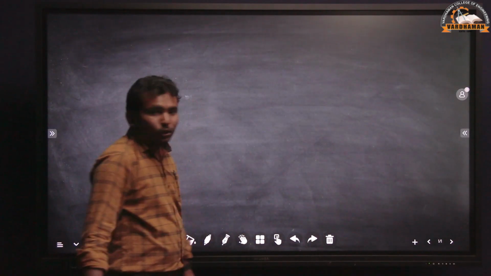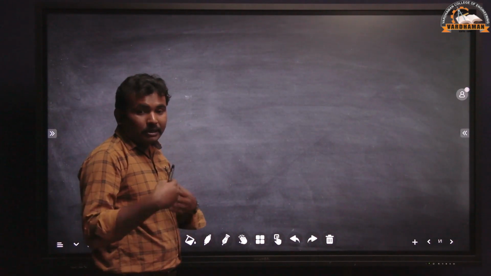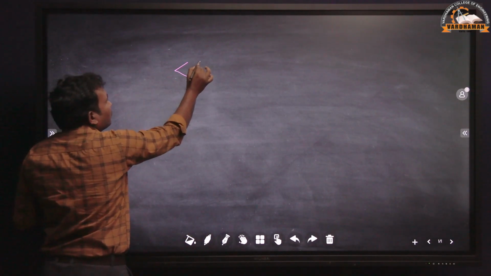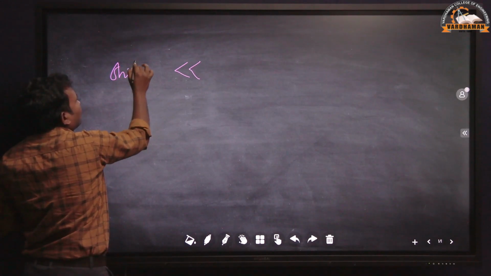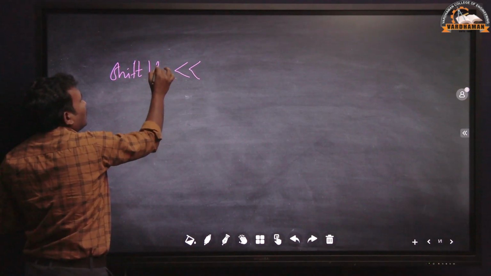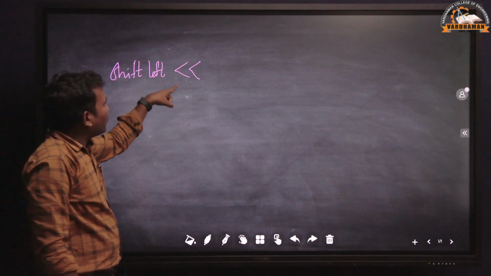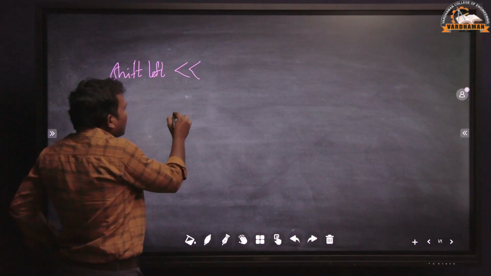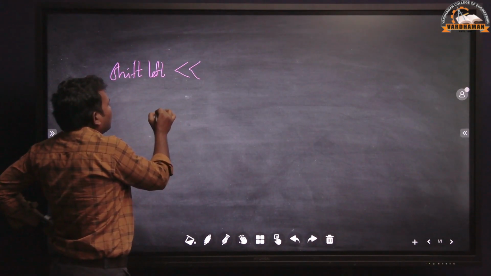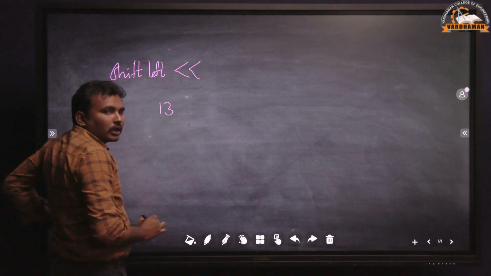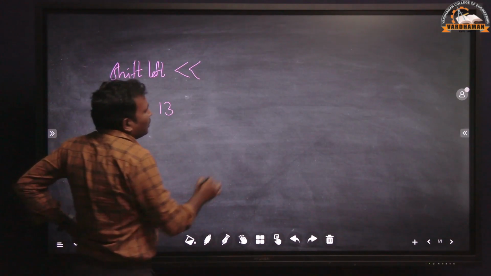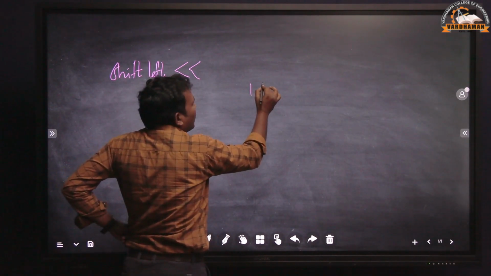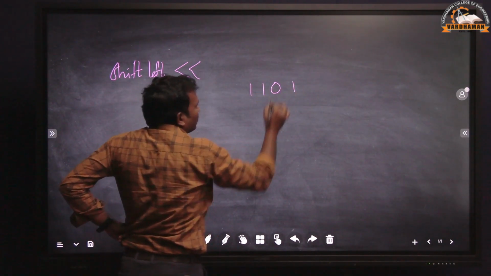Now we'll move to the final two operators, which are complements of each other: the shift left and shift right operators. This is shift left. In the shift left operation, we use the double less than symbol. Now suppose I have a number, let us take 13. What is the binary format of 13? 13 is 8 plus 4 plus 1.